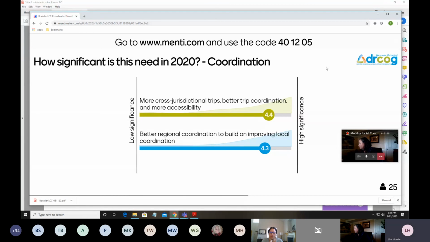All right, so these coordination ones are still ranked very high. Both of them, almost, well, now tied at 4.3. Oh, top one's popping to 4.4. All right, so still seeing those as really, really highly significant coordination-related needs.